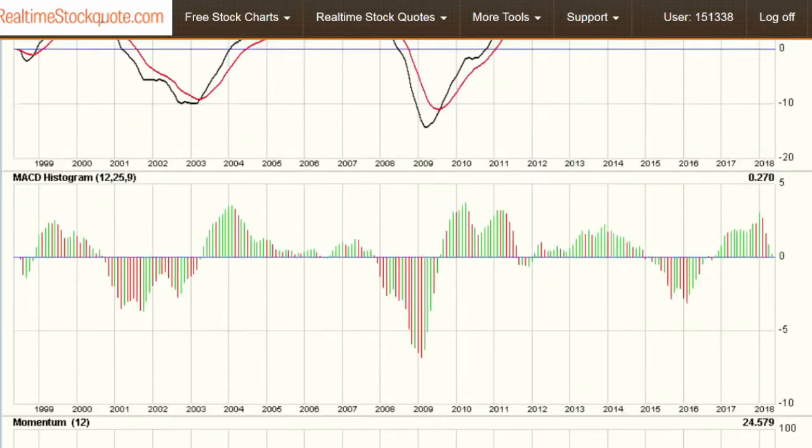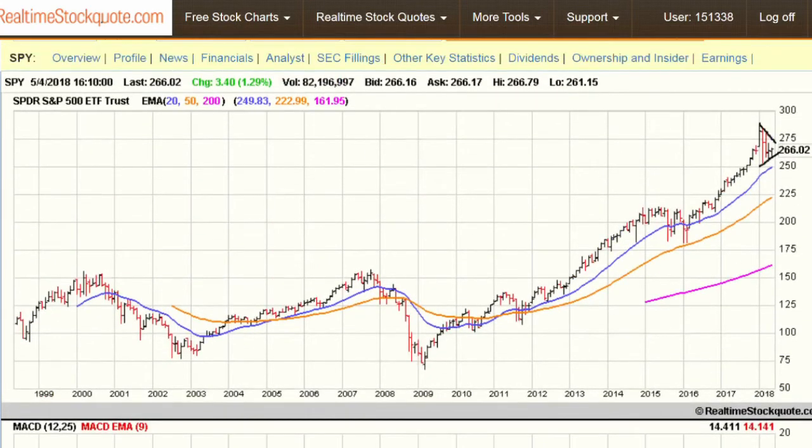Moving on up here back to the price chart. And what I'm expecting is just further progress sideways as this wedge gets tighter and tighter and tighter. So let's go ahead and take a look at the weekly chart.